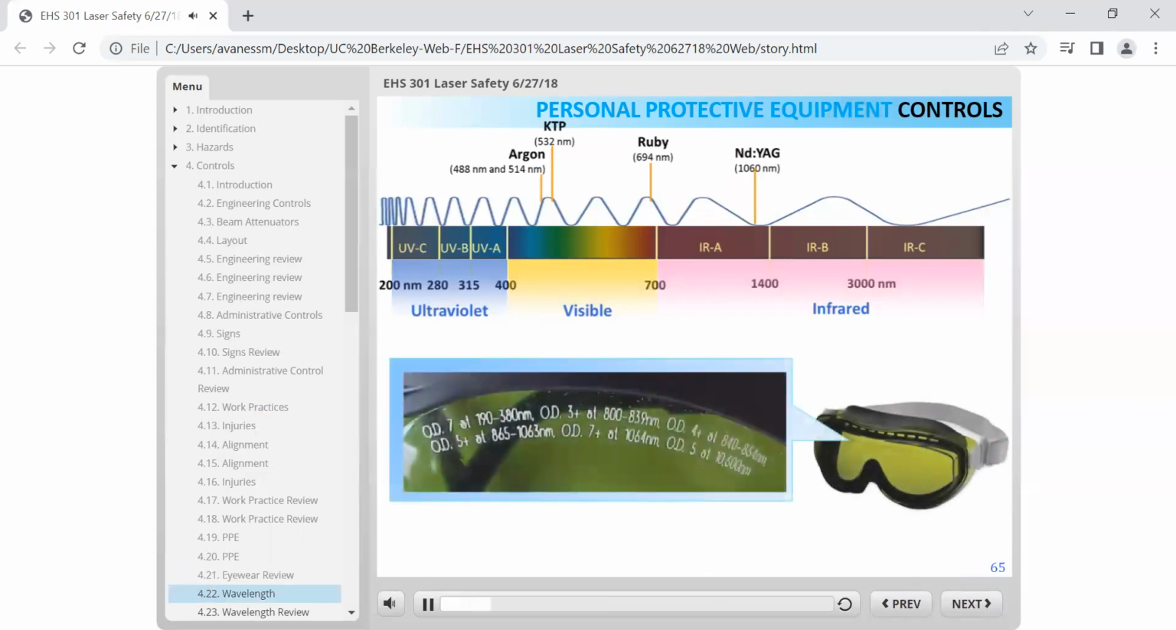The kind of lens you use should be based on the wavelength of the laser you're working with. The wavelengths of lasers place them on different parts of the electromagnetic spectrum. For example, argon lasers tend to have shorter wavelengths of 488 nanometers, while neodymium YAG lasers will have a longer wavelength of at least 1060 nanometers. Approved laser safety eyewear is labeled with information about the wavelength that it can help protect you against. This information is generally labeled on the lens itself.